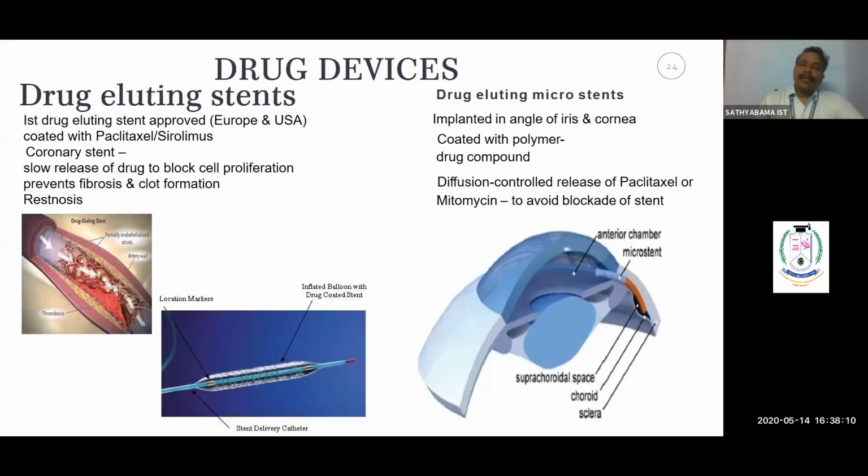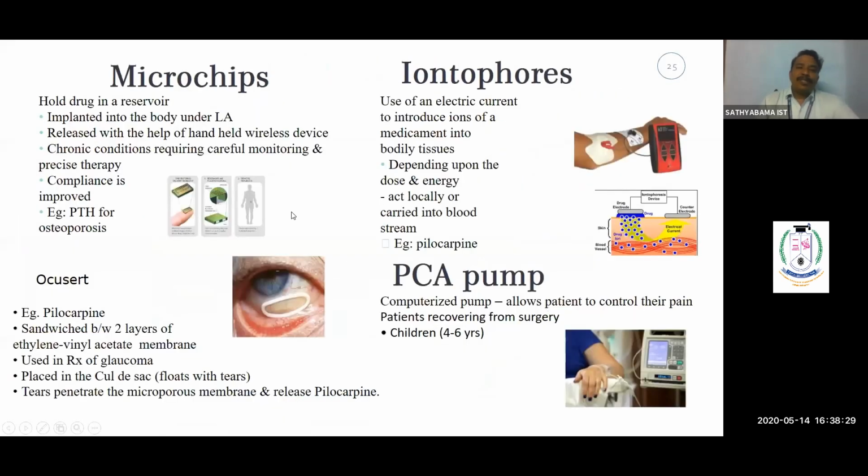Okay, so likewise the next condition is called drug eluting micro systems, which we can implant on the iris and cornea, where these drugs will be released in the eyes. Okay, so the next one we're going to see is microchips. This is a very important kind of device.